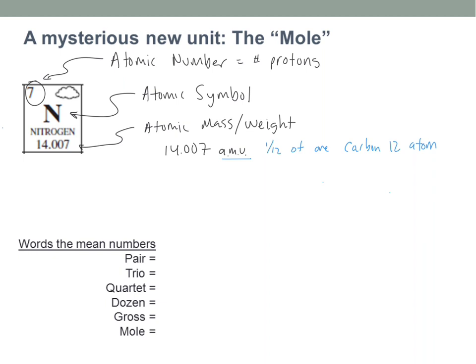You're going to read about AMUs and hear about AMUs, but to be perfectly honest, no one really uses AMUs much. The units that I'm going to want to see you use for this 14.007 is going to be grams per mole. That's what people actually use. When a chemist looks at the periodic table, and we say that hydrogen weighs 1.0079, we think grams per mole. That's how many grams are in a mole of stuff.